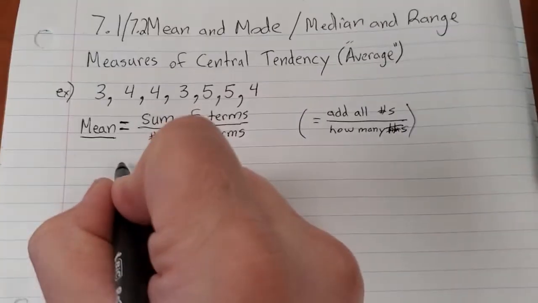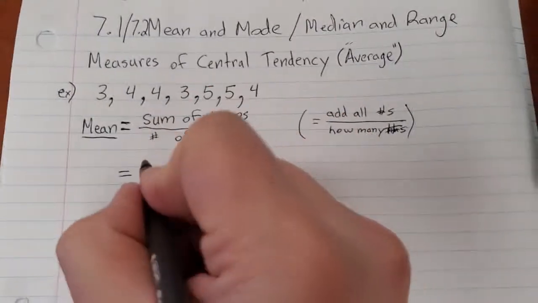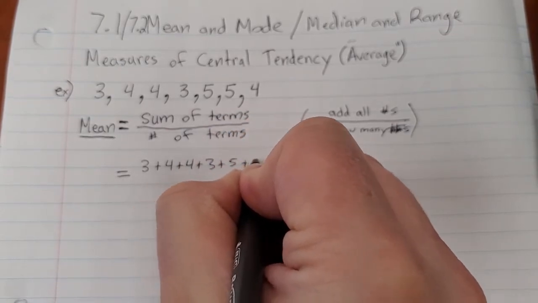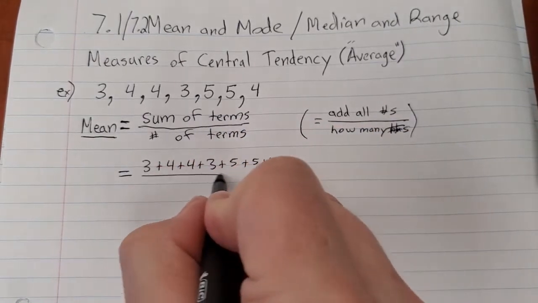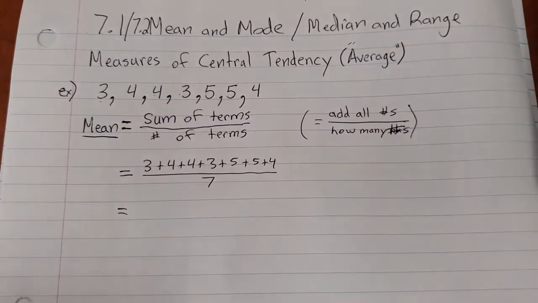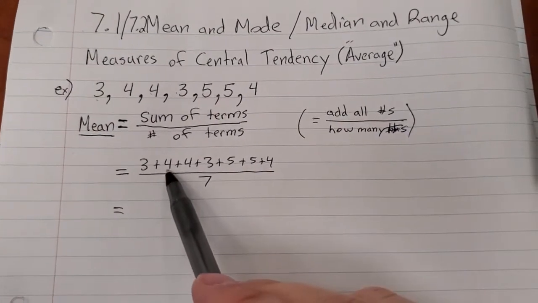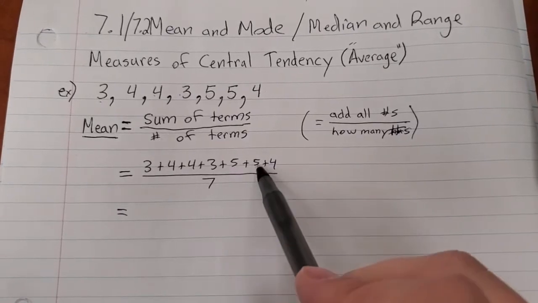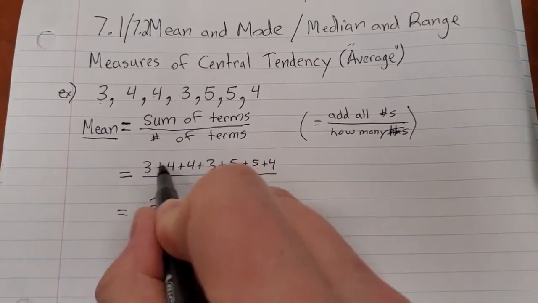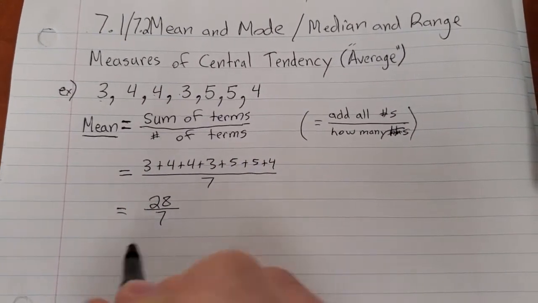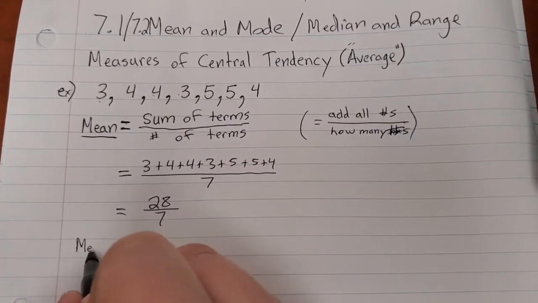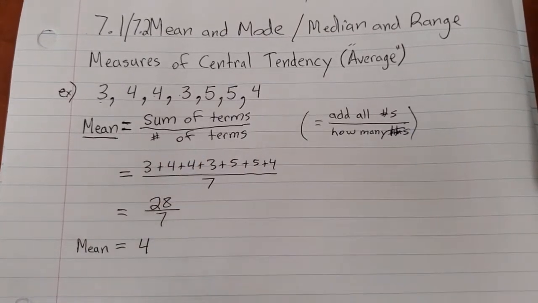So for this example, the mean would equal the sum of the terms. You would add them all up, 3 plus 4 plus 4 plus 3 plus 5 plus 5 plus 4, and divide it by 7 because there's 7 of them. So looking here, 3 plus 4 is 7, plus 4 is 11, 14, 19, 24, and 28. So it's 28 on the top, all that added up, divided by 7. 28 divided by 7 is 4. So 4 would be your mean. The mean equals 4 in this case.